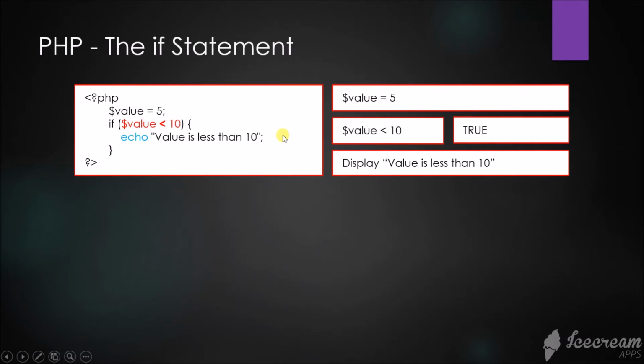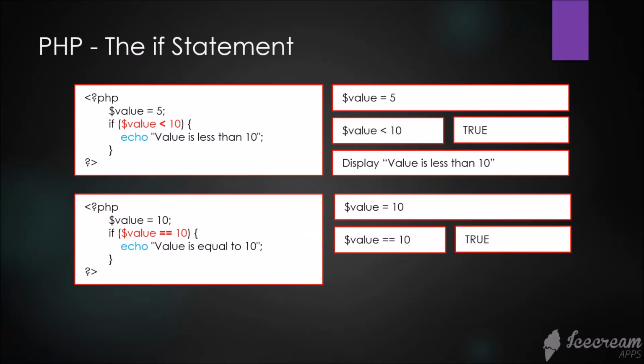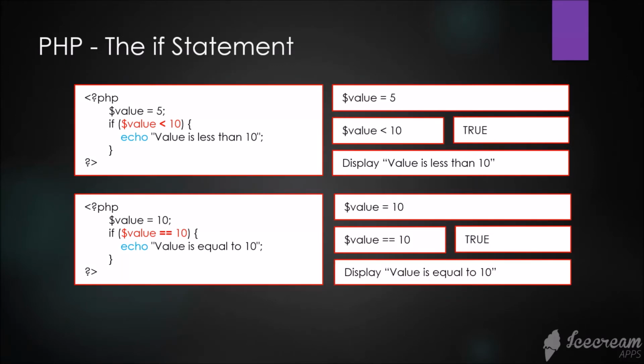Okay? So another example. So the value has a value of 10. Then we try to compare the value variable. Equal ba siya sa 10? Then basically, yung sagot natin is true. Then we're going to display the value is equal to 10. Okay?